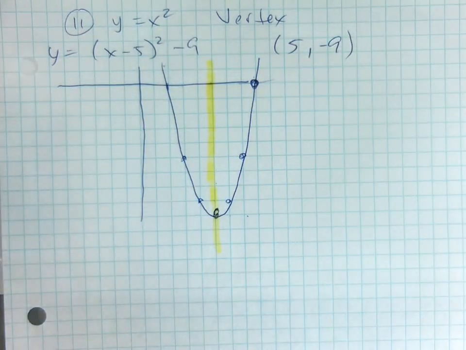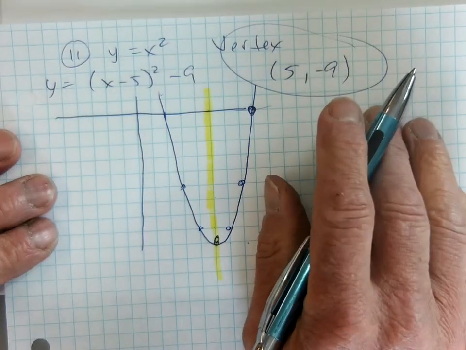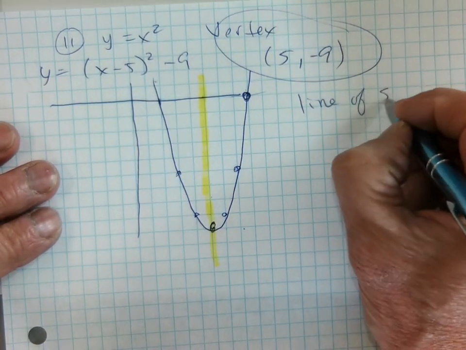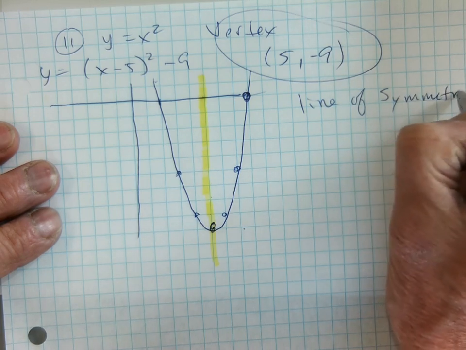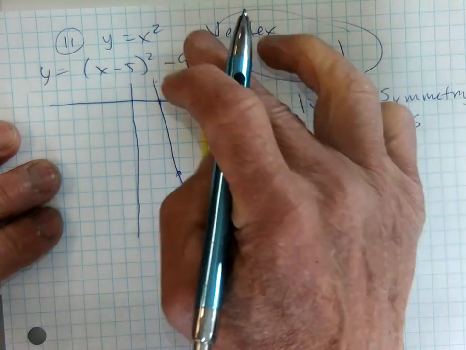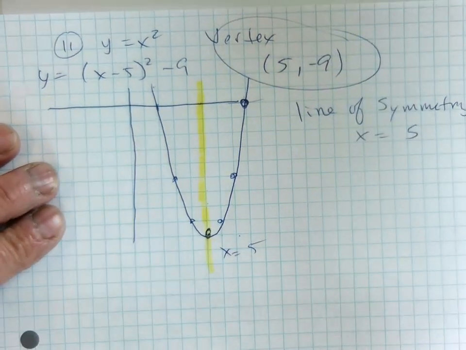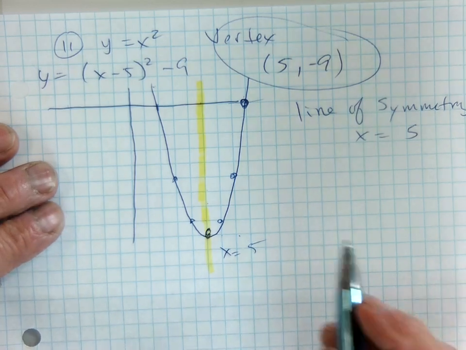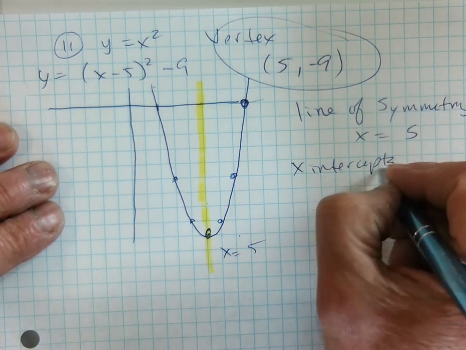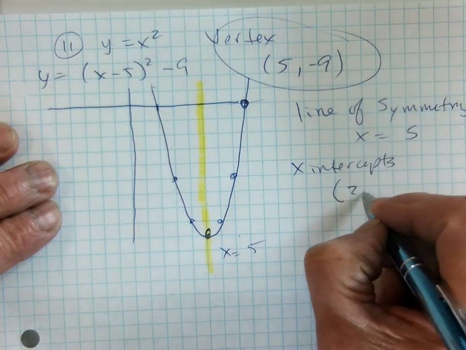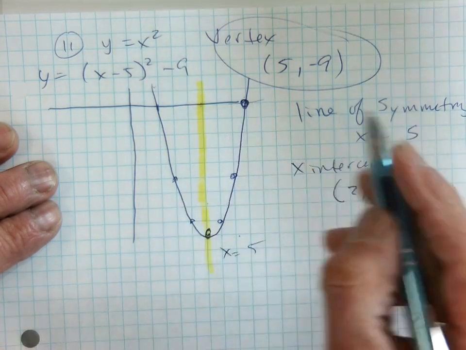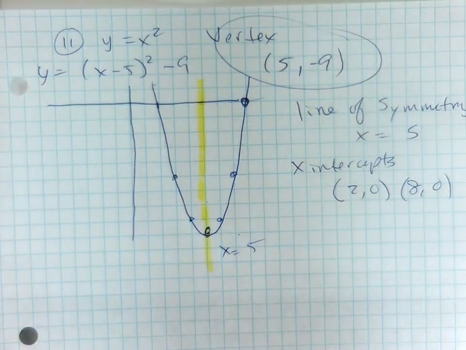All right, what do I know? Well, I know the vertex, right? I need the line of symmetry. I got that line of symmetry is that x equals 5, right? X equals 5. I know that the x-intercepts are at 2, 0, and 1, 2, 3, 4, 5, 6, 7, 8, 0. The y-intercept is a little way up here.